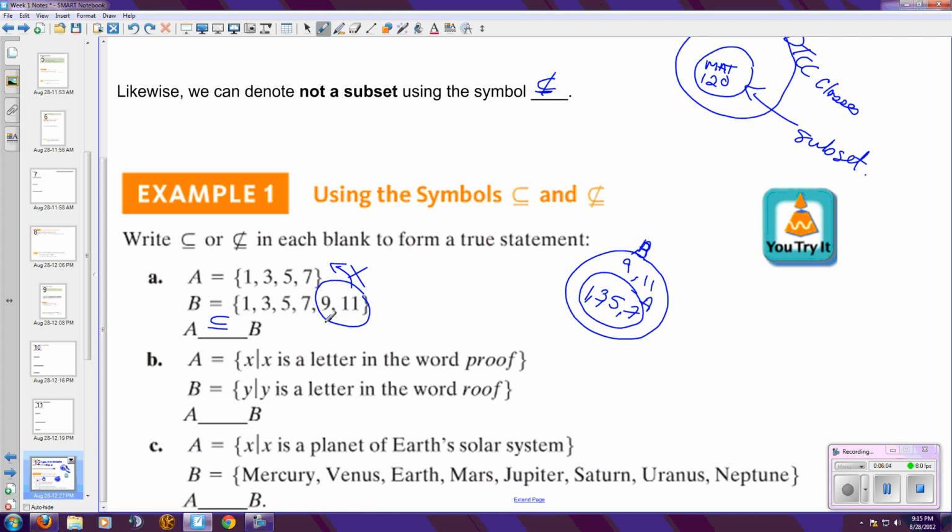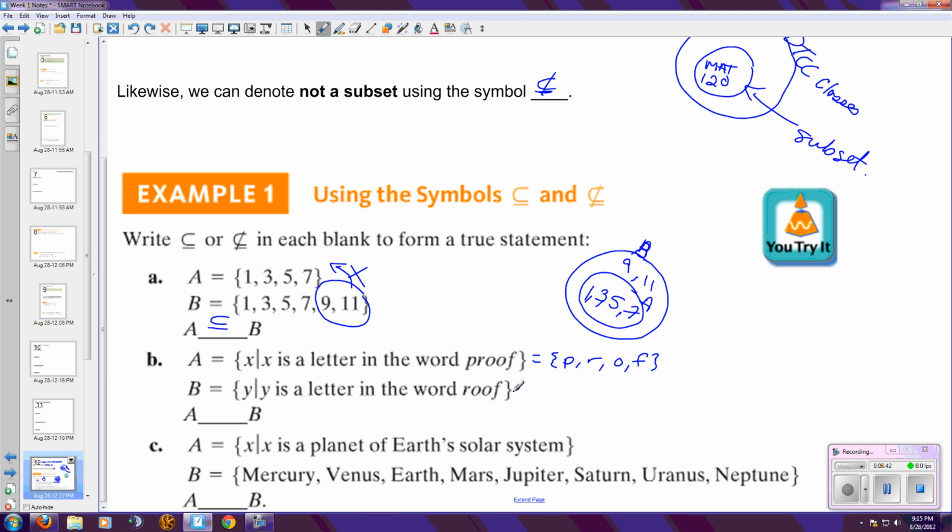Now, for the next one, we're given, in this case, set builder notation. So we see our x such that x, and y such that y. Now, in A here, x is a letter in the word proof. Well, what letters are actually in there? Let's see if we can convert this to roster notation to maybe help ease what we're looking at. Well, P is there, R is there, O, and F. So in roster notation, we would have P, R, O, F.